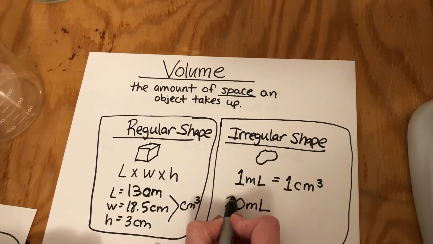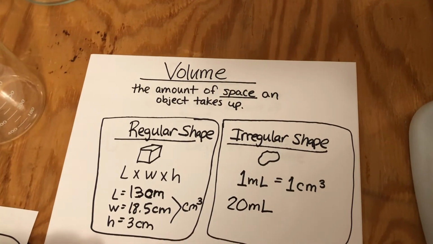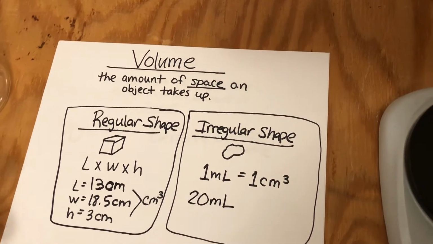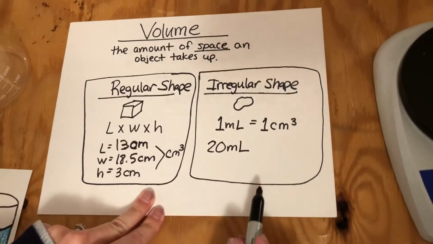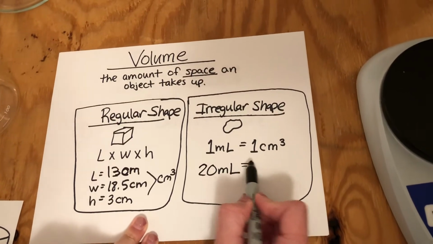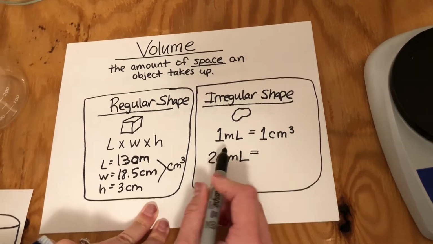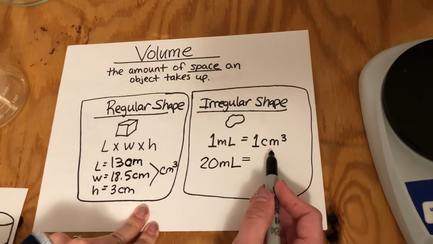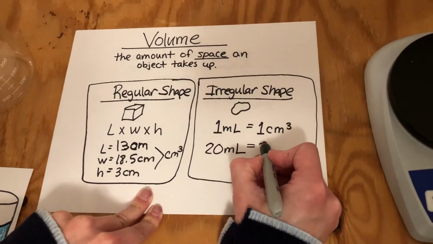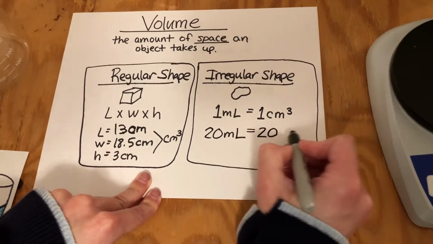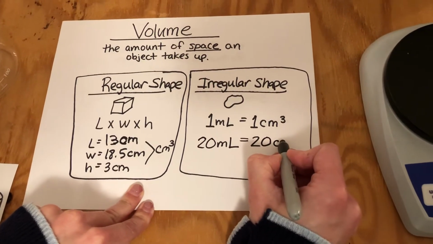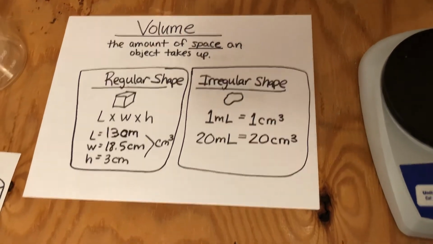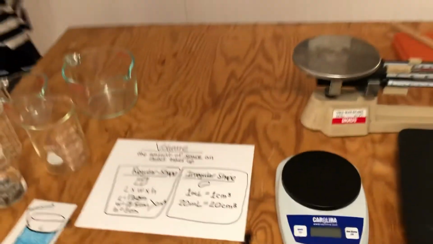Now, milliliters is a great label if we're dealing with a liquid. Not such a great label if we're dealing with a solid. So the last step in calculating the volume of an irregularly shaped object is basically just to change the label. We can do this because 1 milliliter is equal to the exact same amount of space as 1 cubic centimeter. So we could say that our piece of granite has a volume of 20 cubic centimeters. That's the long and short of how we measure the volume of an object.